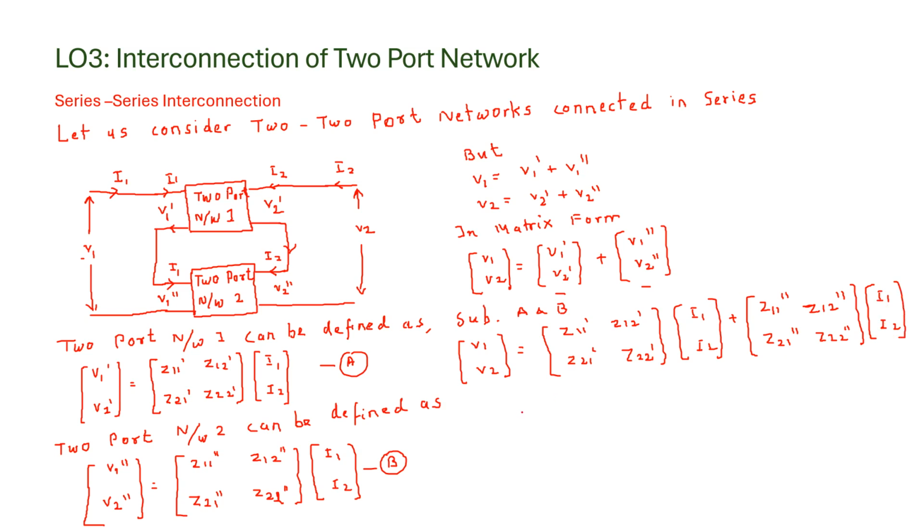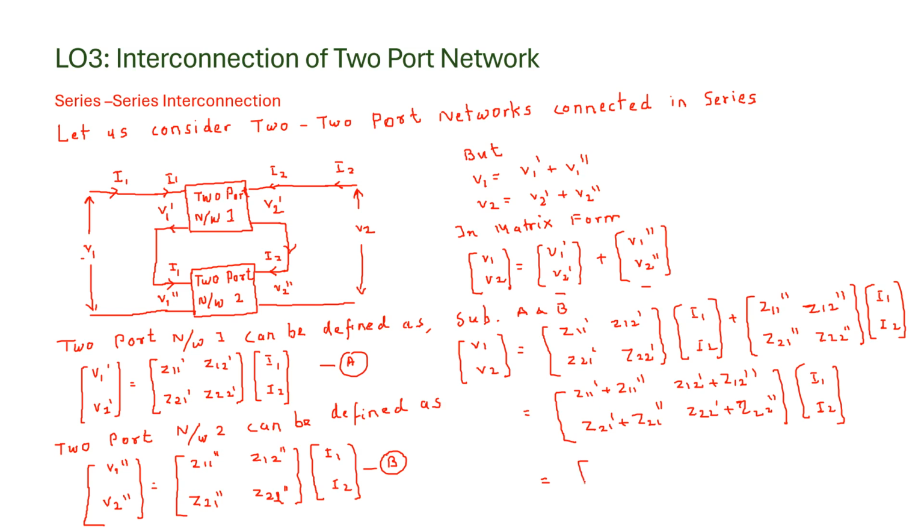Now I1, I2 can be taken common and these two can be combined. So Z11 dash plus Z11 double dash, Z12 dash plus Z12 double dash, Z21 dash plus Z21 double dash, Z22 dash plus Z22 double dash, and we will have here I1 and I2.